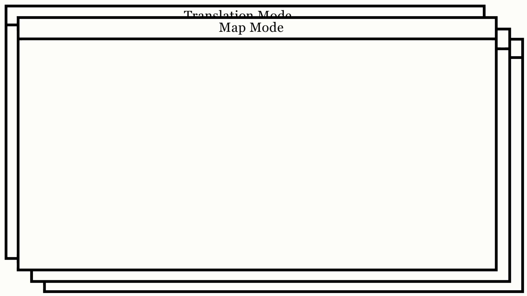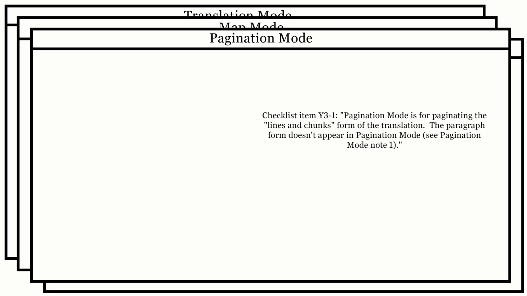And that's all the checklist items and notes for translation mode and map mode. Next, pagination mode, then video mode, then closing remarks. Suppose we've finished a translation using these wonderful features described earlier, and now we want to format it for printing. Checklist item 3-1, pagination mode is for paginating the lines and chunks form of the translation.